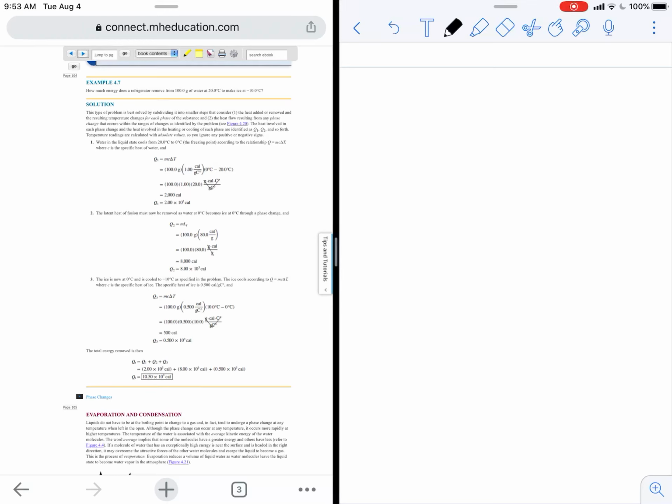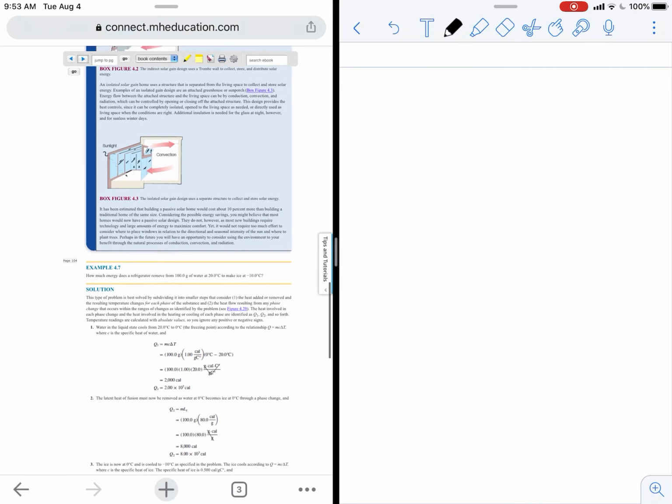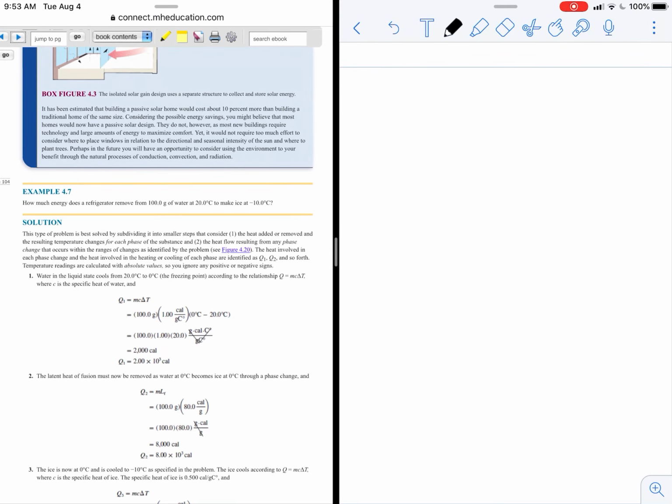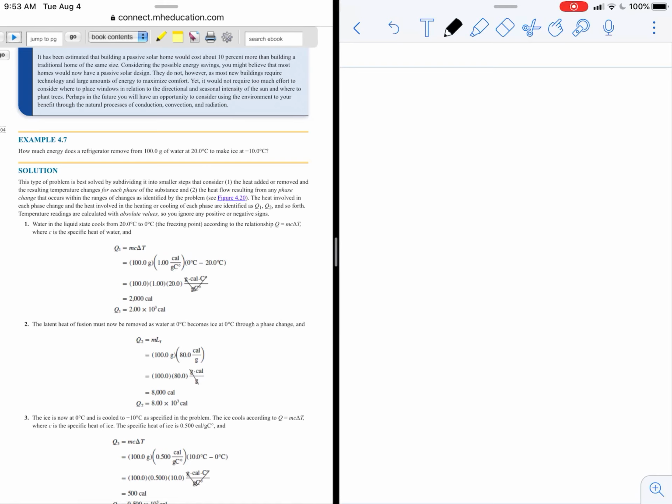Okay, really quick. So we are going to do this example. I'm showing you how you're going to have to look at what's happening during a phase change. This example, 4.7, says: how much energy does a refrigerator remove from 100 grams of water at 20 degrees Celsius to make ice at negative 10 degrees Celsius.